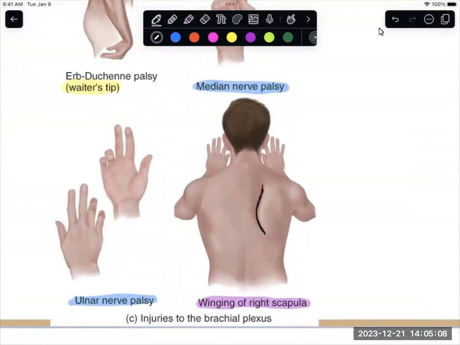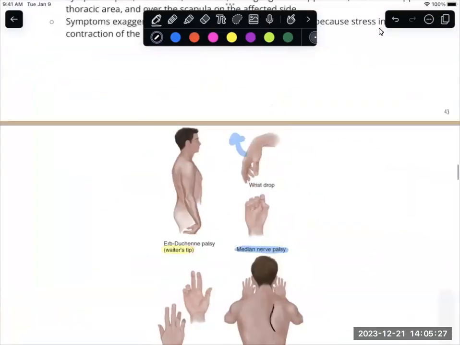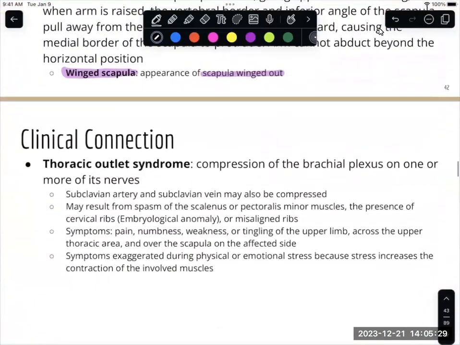You have somebody put their hands up and push against the wall. Pushing up against the wall activates that serratus anterior, and it should help to hold that scapula to your thoracic cage. Somebody who has a long thoracic nerve injury, they can't do that right. So their scapula kind of protrudes off. Last one.